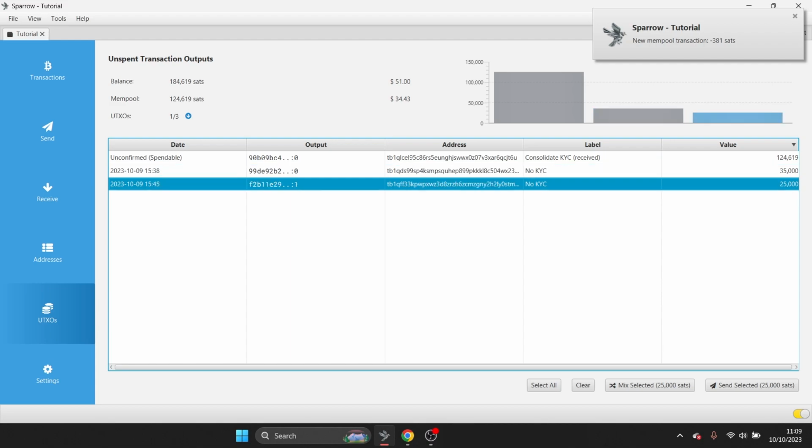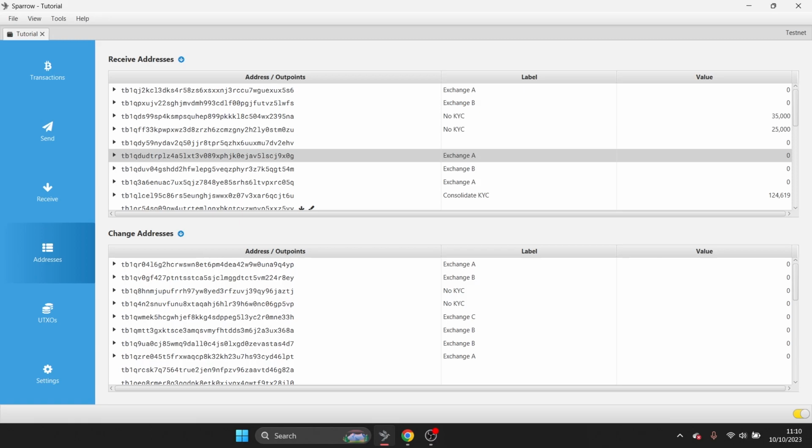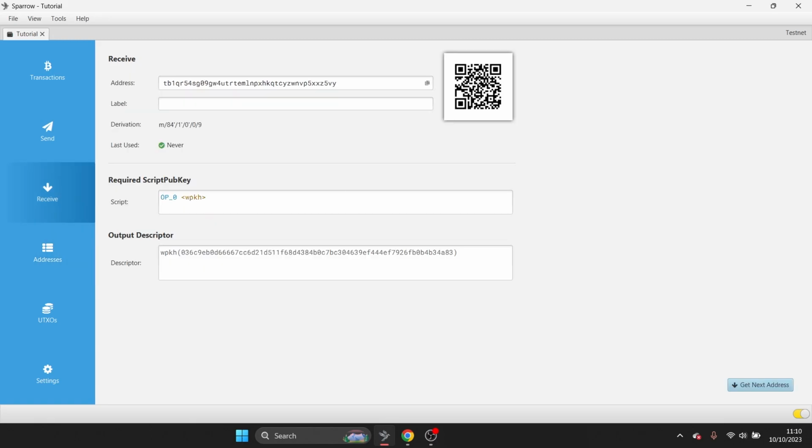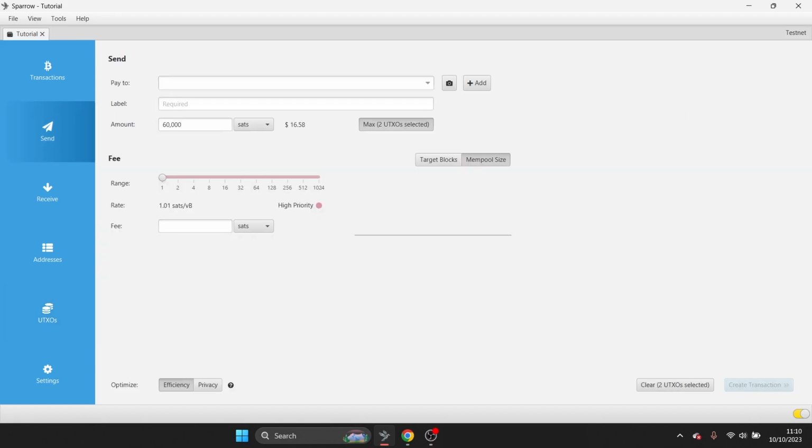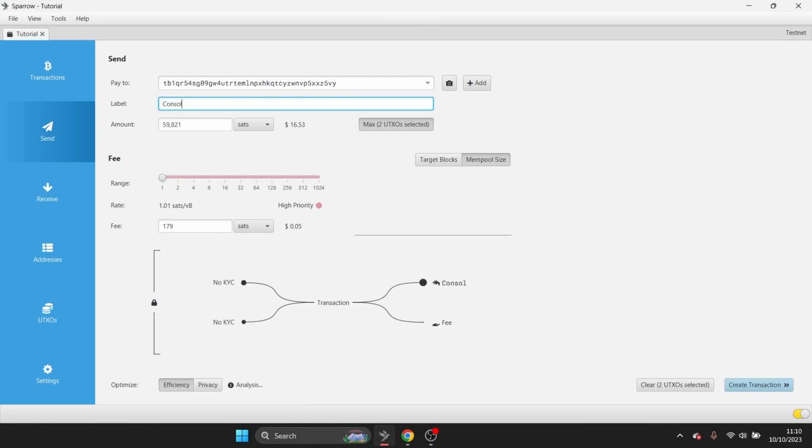Next, I'll be consolidating my no KYC Bitcoin, using the same way like how I consolidated the KYC UTXOs. Just get a separate address that you'll be using to consolidate your no KYC transactions. I'll just label it as Consolidate No KYC. And just select all the no KYC UTXOs and click on Send Selected. Now I'm just going to paste my address that I just copied, just like how I did before. Just create transaction and sign.